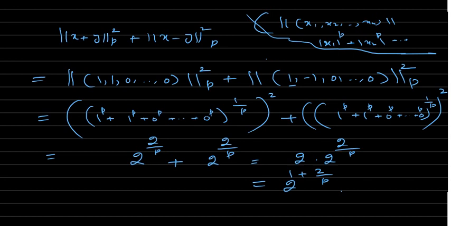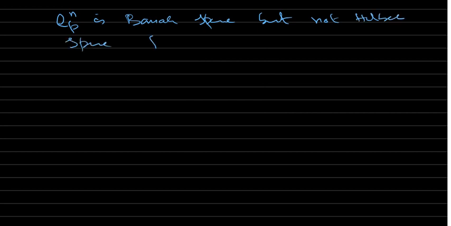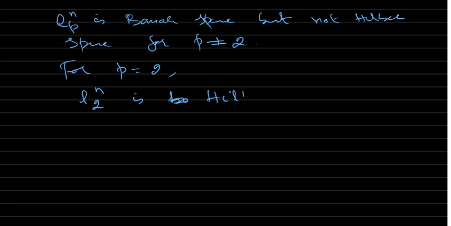If you want to note this example: LPN is a Banach space but not a Hilbert space for p not equal to 2. For p equal to 2, it is both. For p equal to 2, this is L2n, which is both Hilbert and Banach. It is a Hilbert space. Simple. Every Hilbert space is Banach.